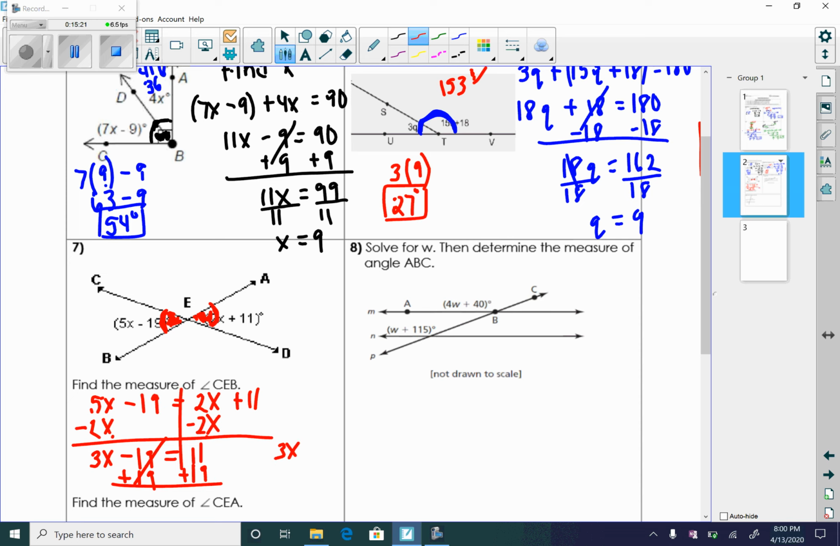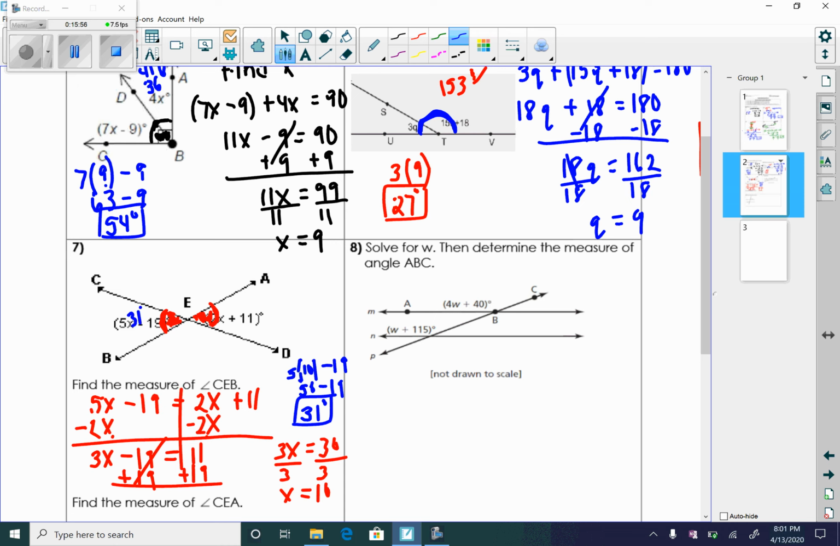3x equals 30. Divide by 3. X is 10. Okay? Now I'm going to find CEB by plugging in that 10 for x. So 5 times 10 minus 19 gives me 50 minus 19, which is 31 degrees. So my final answer is 31.